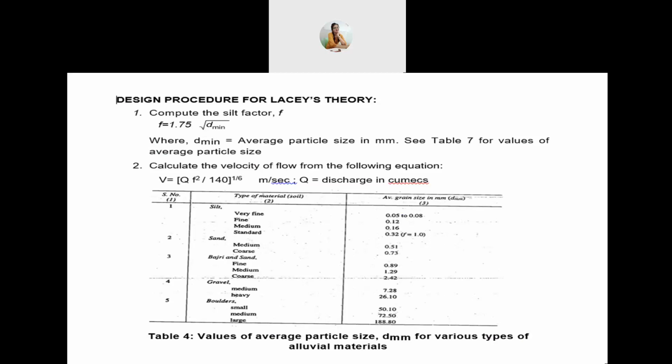So here is the table shown for values of average particle size, d suffix mm, for various types of alluvial materials. The type of material, that is the soil, and the average grain size in mm is given and shown in this table. You can go through it.